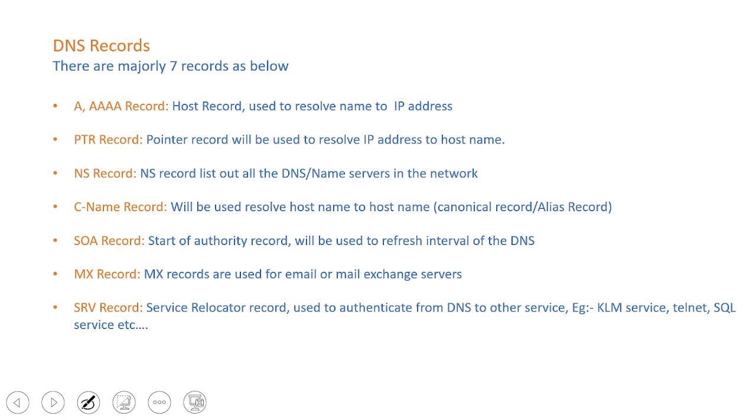NS record, the name server record. For the DNS servers, a record gets created automatically as soon as you add the DNS. That is called the NS record. CNAME means canonical name or alias name.